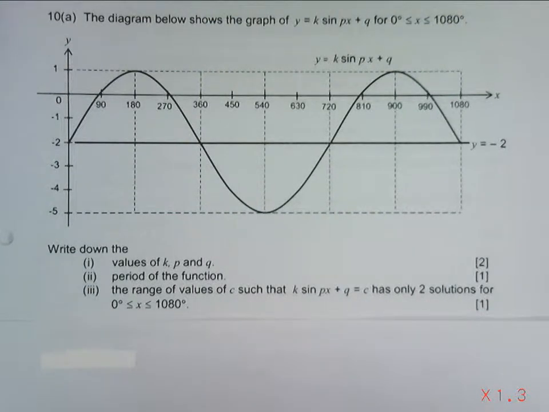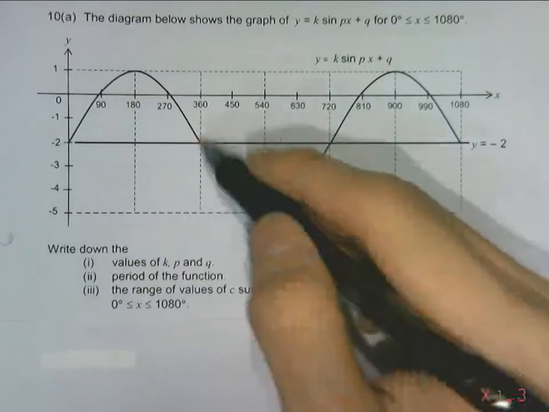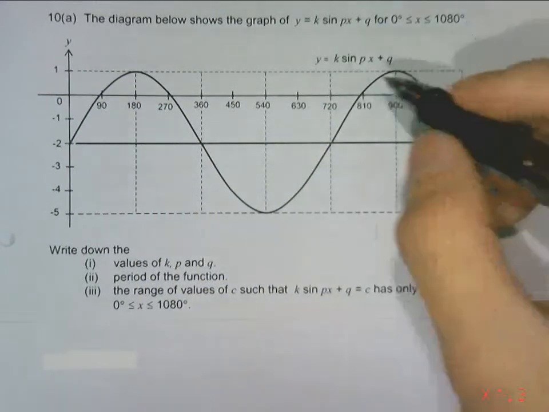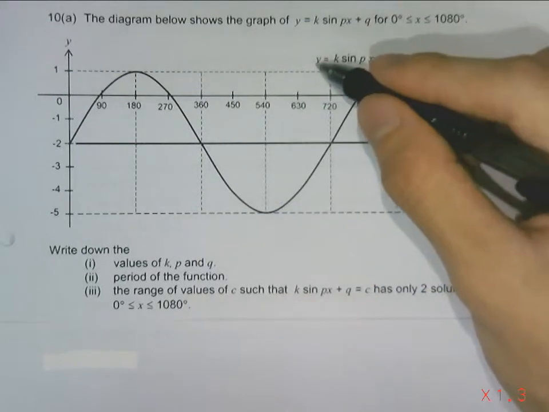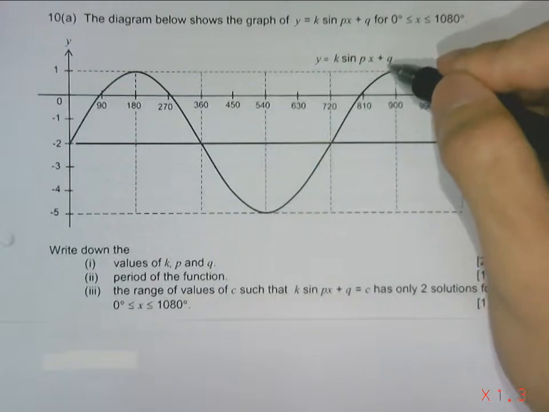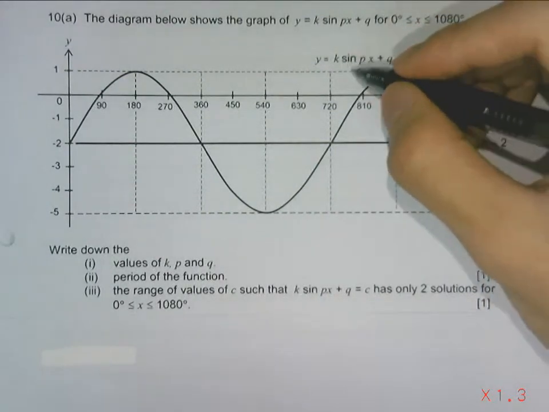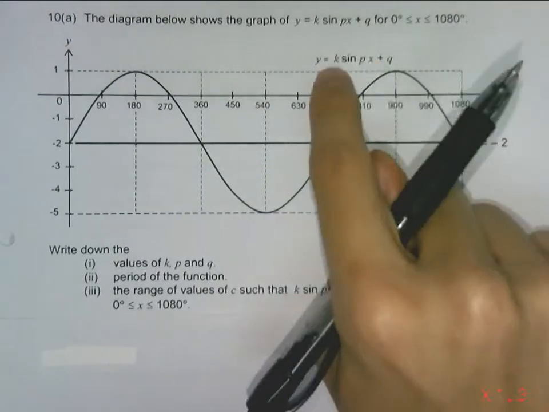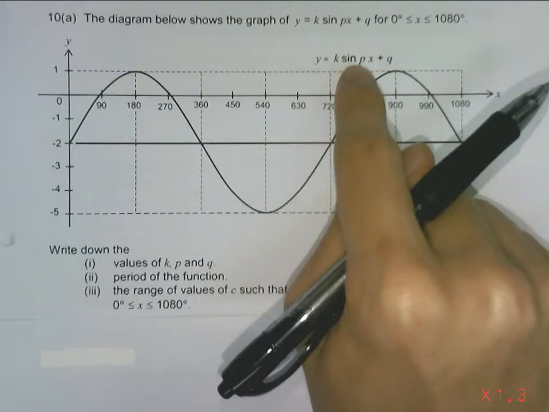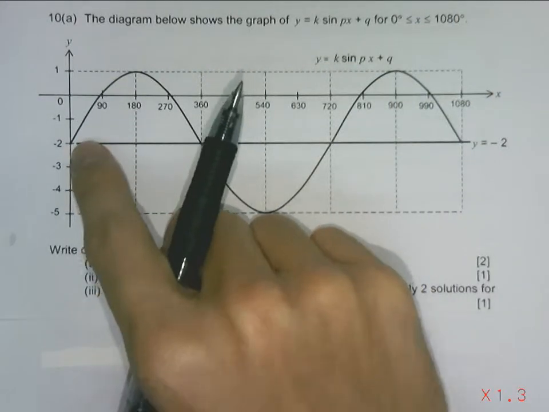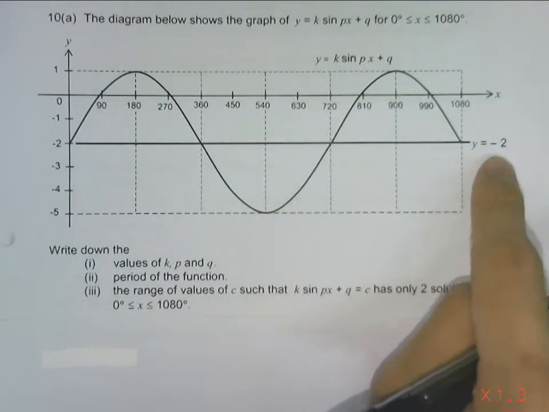Now, the first part requires us to find the values of k, p, and q from the graph information that we have here. So the equation of the sine graph would be just y equals k sine px plus q. So k is actually the amplitude of the graph. So the k factor is multiplied to this sine function. It's good to note that the central line is actually y equals minus 2.